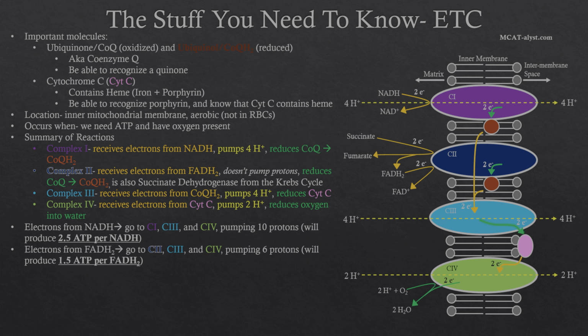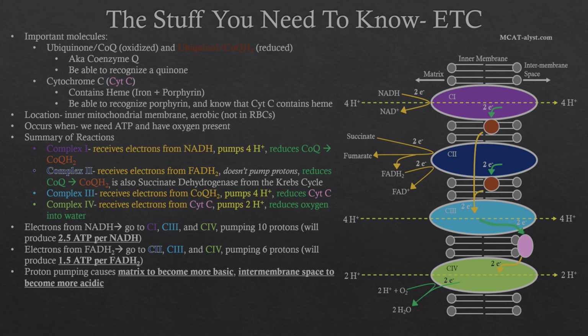The electrons from FADH2 are going to start off at complex 2 instead, and then get passed on to complex 3 and 4, and in doing so will directly cause the pumping of only 6 protons. This is going to correlate with 1.5 ATP per molecule of FADH2.